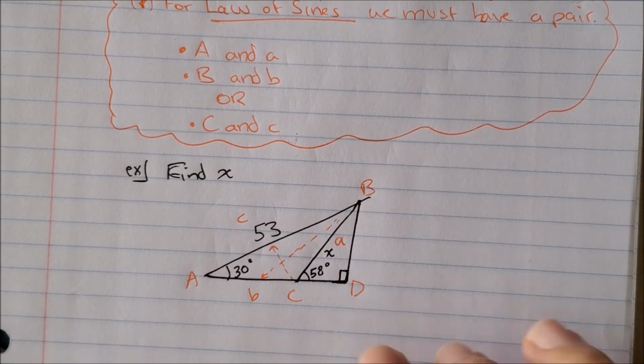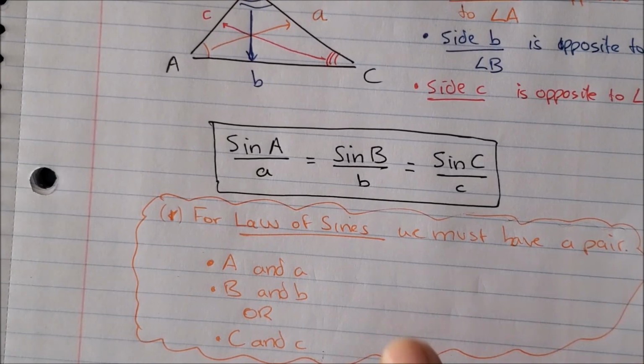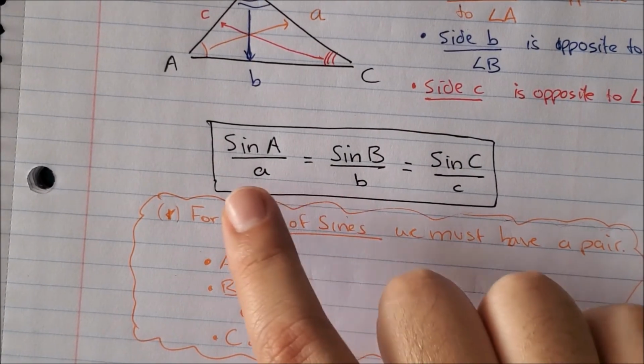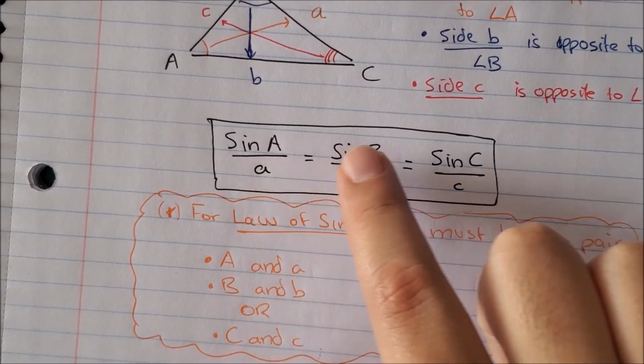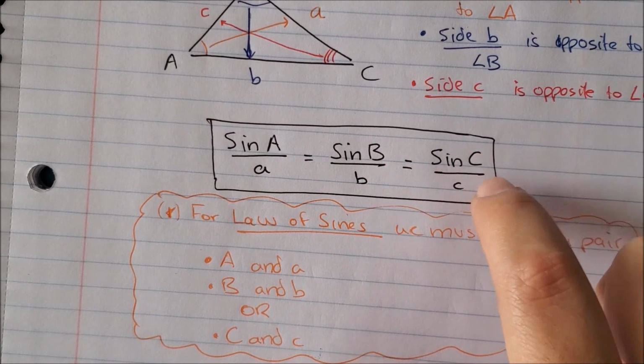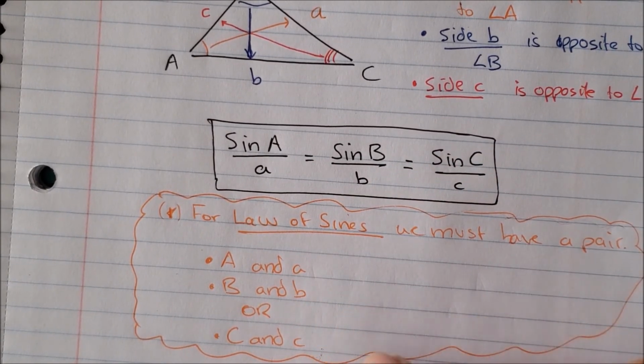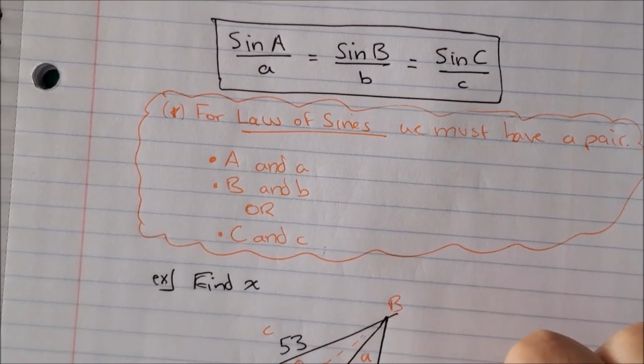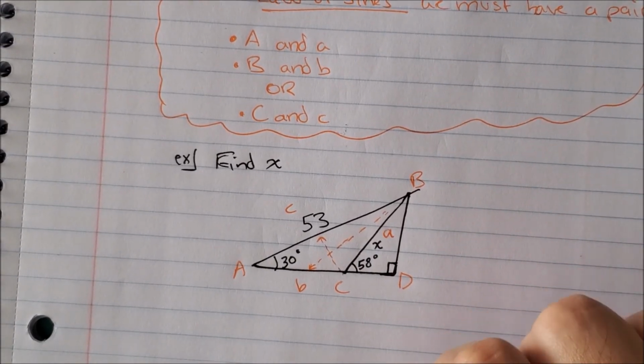So now, we're going to use the law of sines, which is over here. But keep in mind that we only need two of them. It could be big A, little a, big B, little b, big C, little c. Now, as you see down here, we need a pair: a big A, little a, or big B, little b, etc.